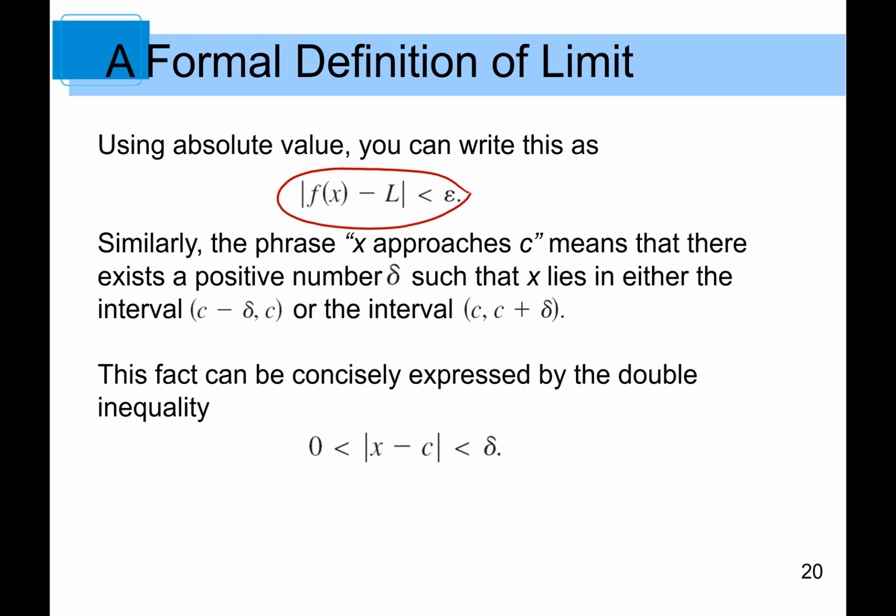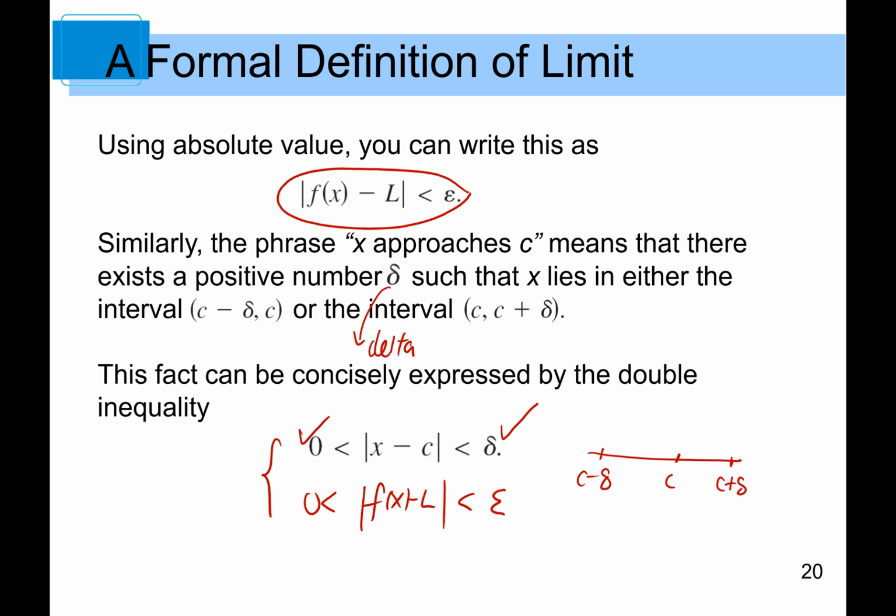The phrase x approaches c means that there exists a positive number delta such that x lies in either the interval c minus delta comma c or in the interval c comma c plus delta. And that could be concisely expressed by the double inequality, meaning absolute value of x minus c is greater than 0, less than delta. Then absolute value of f of x minus L is going to be less than epsilon. It goes hand in hand. Meaning x approaches c, this is c, that's c minus delta, c plus delta. That's for the x value.